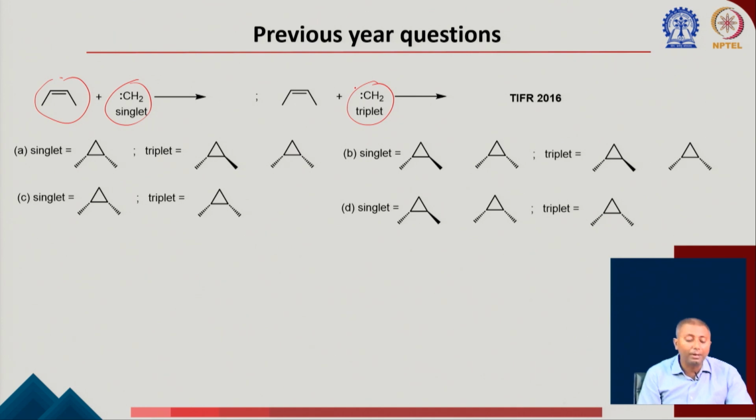So we have to see that in the case of singlet, these two methyls will be on the same side. But for the triplet, we have to look for an answer where in the case of singlet there will be a single product, and in the case of triplet you have cis and trans. So I think option 1 will be correct. You can see the singlet is this, and in the case of triplet you are getting a mixture.